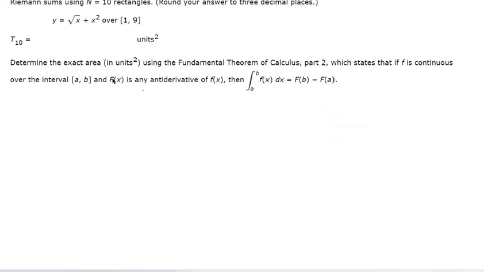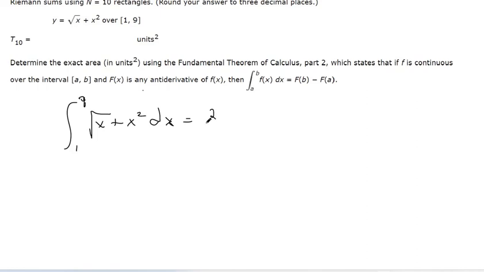Okay, and then second part, determine the exact area. This just wants you to evaluate the integral. So to determine an exact area, we evaluate an integral from 1 to 9 of our function that we're trying to find the area under. So we need an antiderivative, and luckily the antiderivative operator, you can go piece by piece, similar to the distributive property. So an antiderivative of square root of x means something whose derivative would be square root of x.